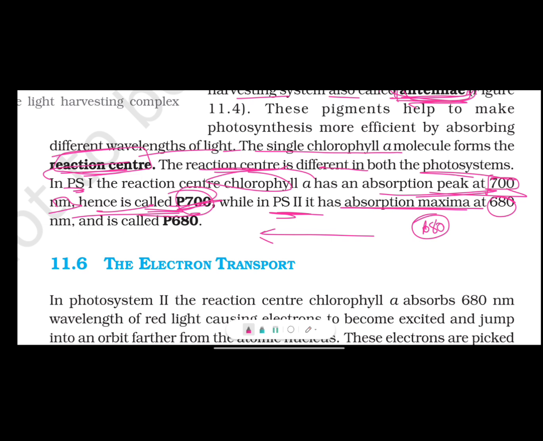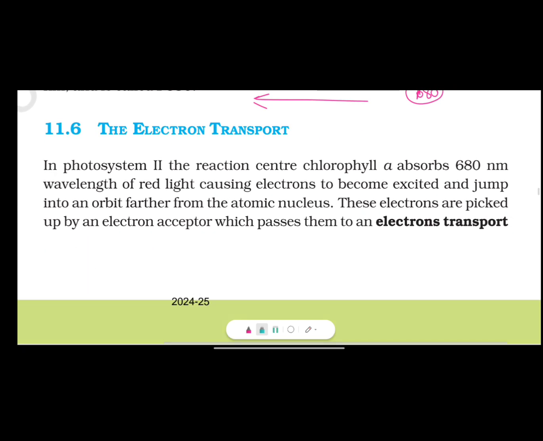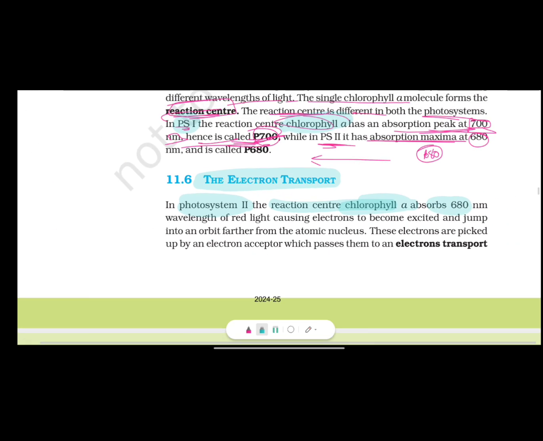Next, another question. Chlorophyll A will be present in PS1. Yes. Now let's study about the ETS, electron transport system. In photosystem 2, the reaction center chlorophyll A, as we all know that in PS2 the reaction center is chlorophyll A and absorbs 680 nanometer. Is it so?